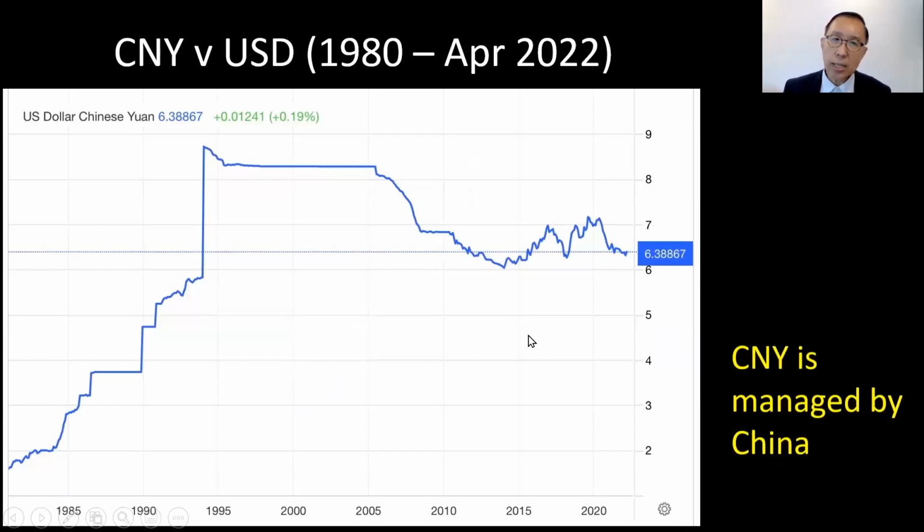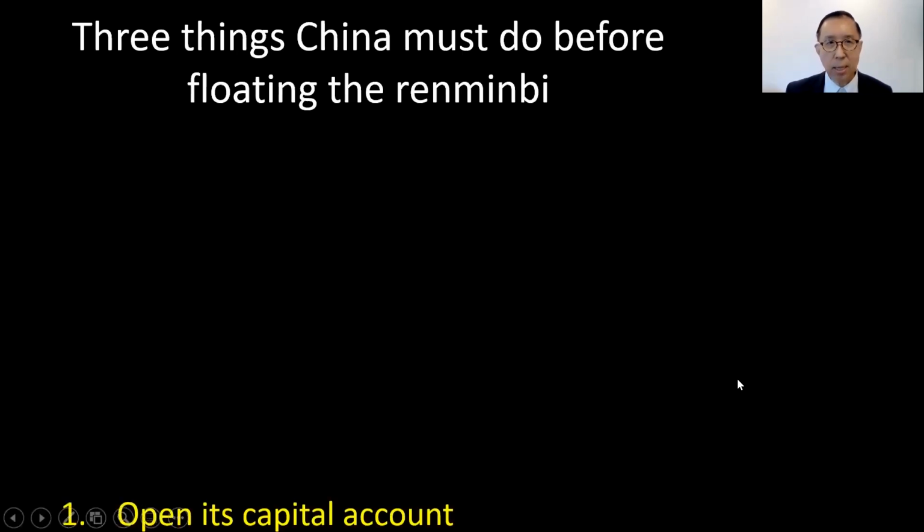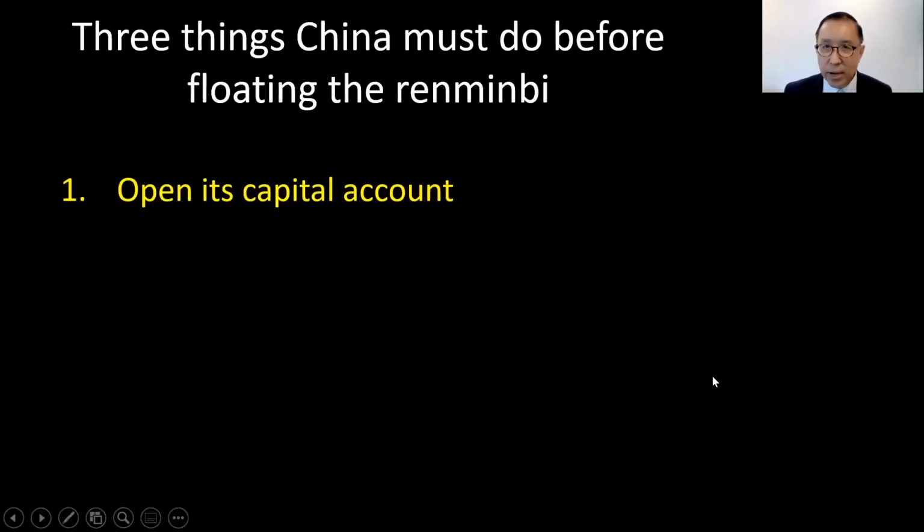You see, if you look at this chart, the Chinese renminbi has been controlled by China's central bank for many years. The reason is because they want the exporters to benefit. Exporters benefit when the currency is stable or weak or whatever. So China has been managing the renminbi for many years. One day, this will change. And there are three things which must be satisfied before China floats the renminbi. Number one, it must open its capital account.